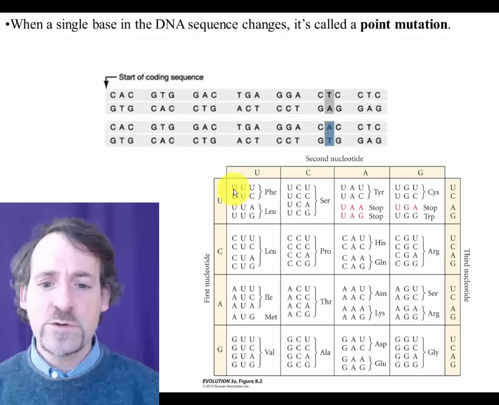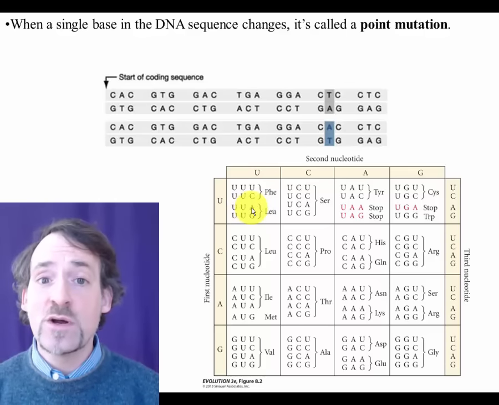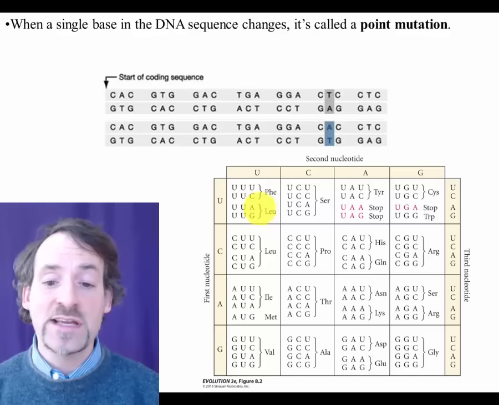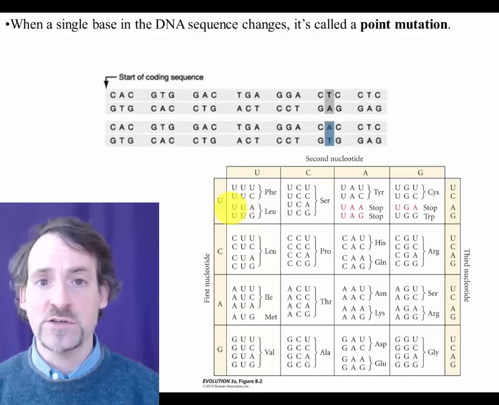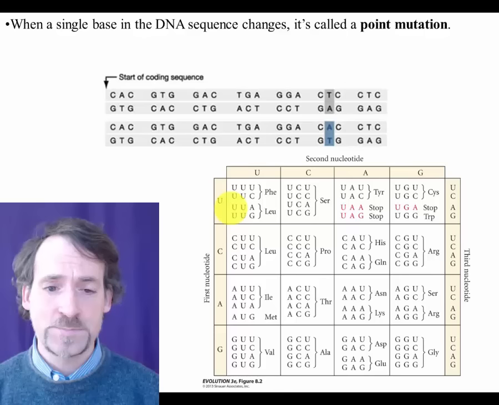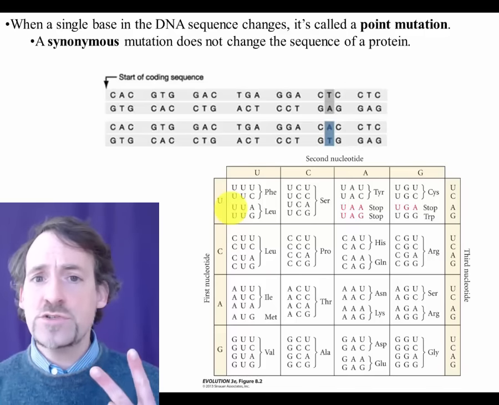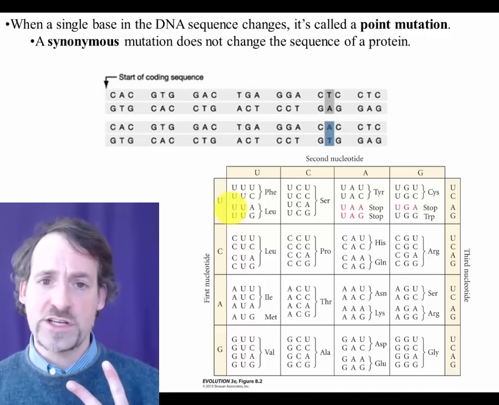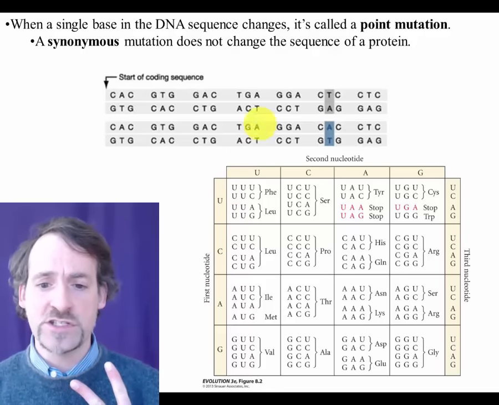However, if you were to take this UUU and this last uracil were to mutate into an adenine, you would get UUA, and the ribosome would read that and put a leucine amino acid residue into the forming protein. So we've got 2 different kinds of point mutation that can occur in protein coding regions.